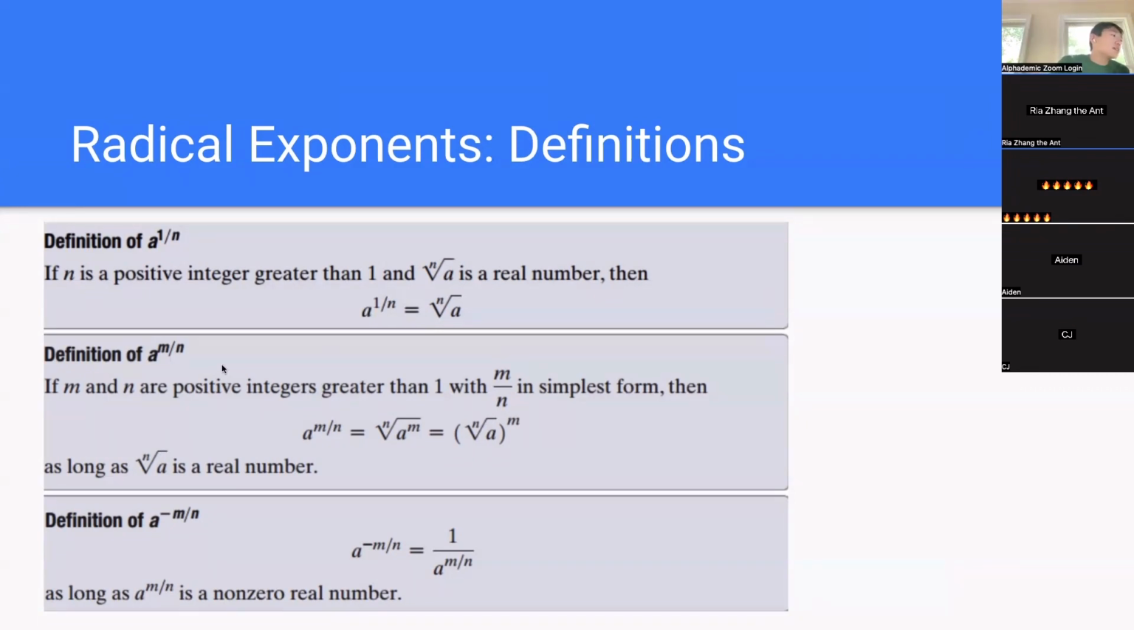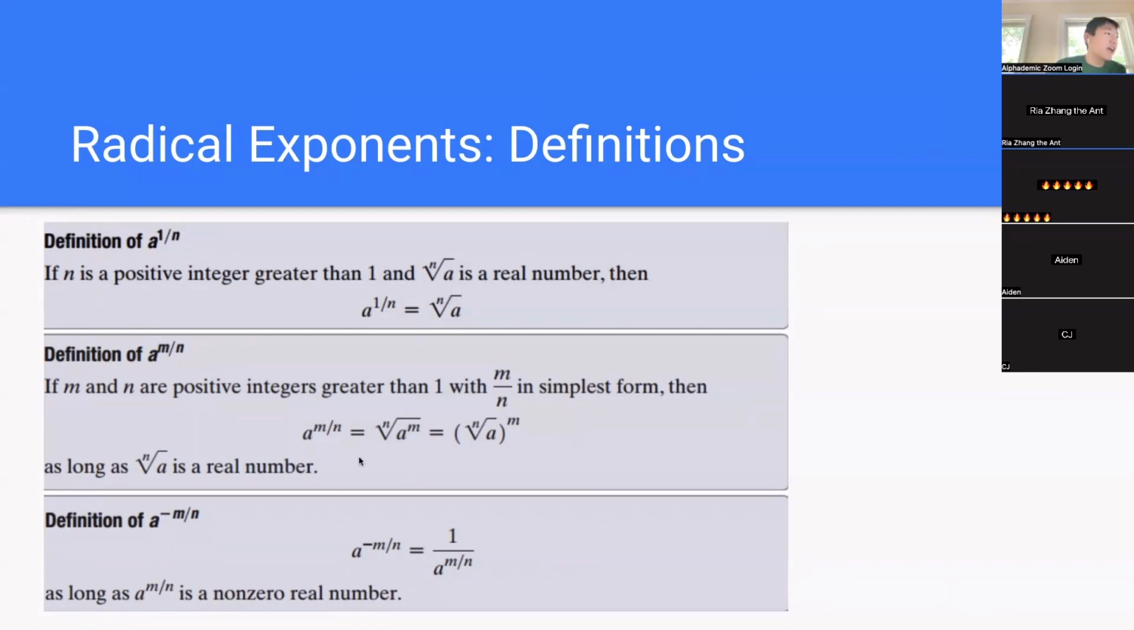And then a to the m divided by n power is equal to the nth root of a to the m, or you can rewrite it as the nth root of a to the mth power, whichever one you prefer. Both versions, remember, keep these in mind as when you are in Algebra 2, when you are dealing with these radical exponents, these will come in handy in helping you simplify.